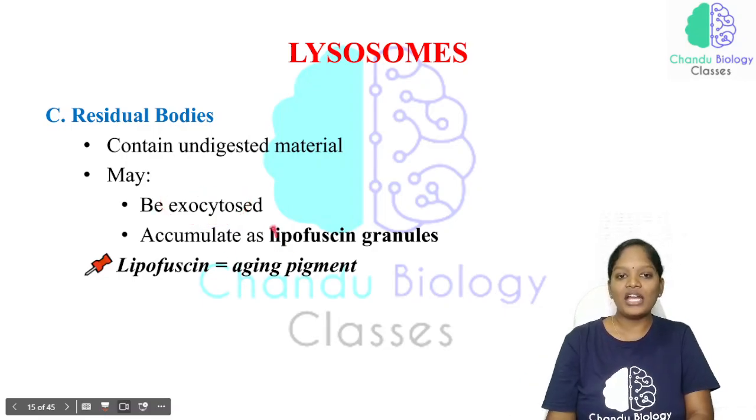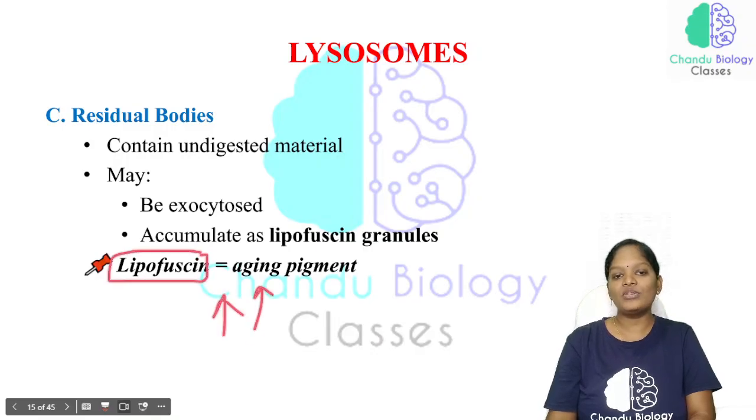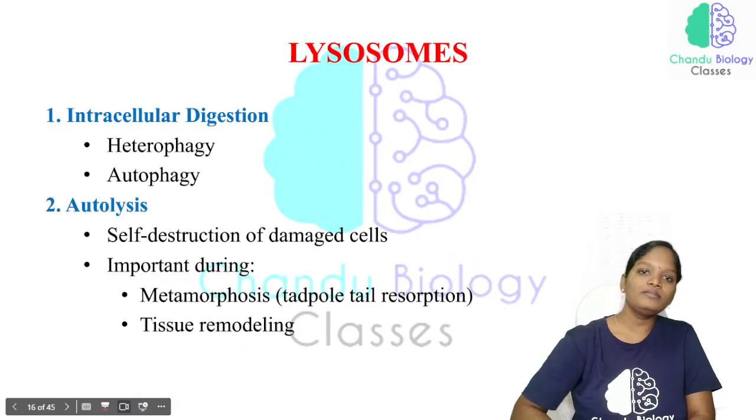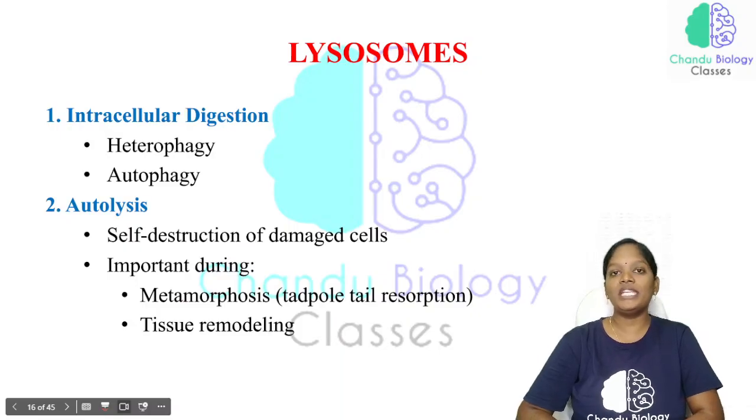They accumulate as lipofuscin granules. If the lipofuscin increases, it is considered an aging pigment. This is very important. And the residual bodies will be yellow in color.